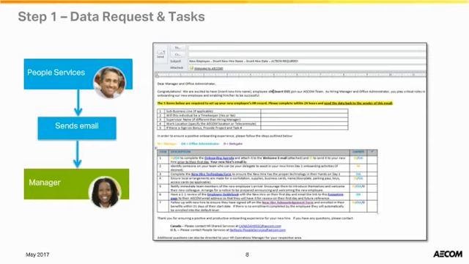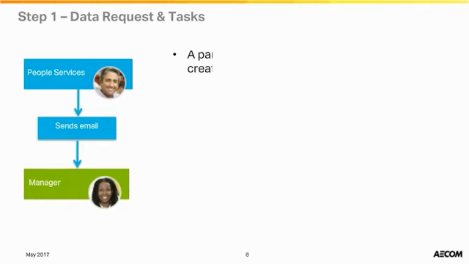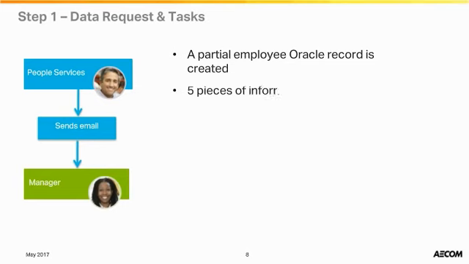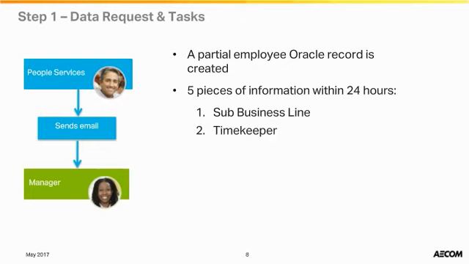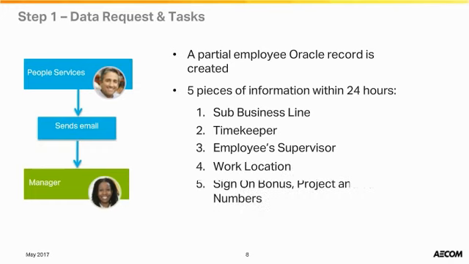During this stage, or step 1 of the process, a partial employee Oracle record is being created. In order to complete this task, People Services requires the following 5 pieces of information within 24 hours. 1. If applicable, the sub-business line. 2. Whether the employee will be a timekeeper. 3. The employee's supervisor. 4. The employee's work location. And 5. If there is a sign-on bonus, the project and task numbers.